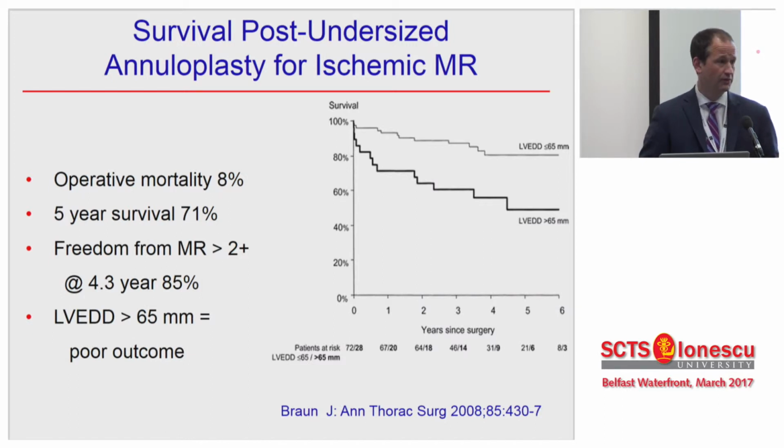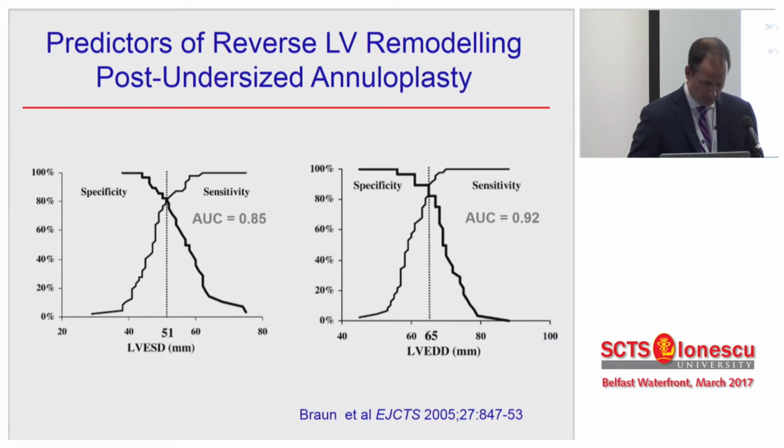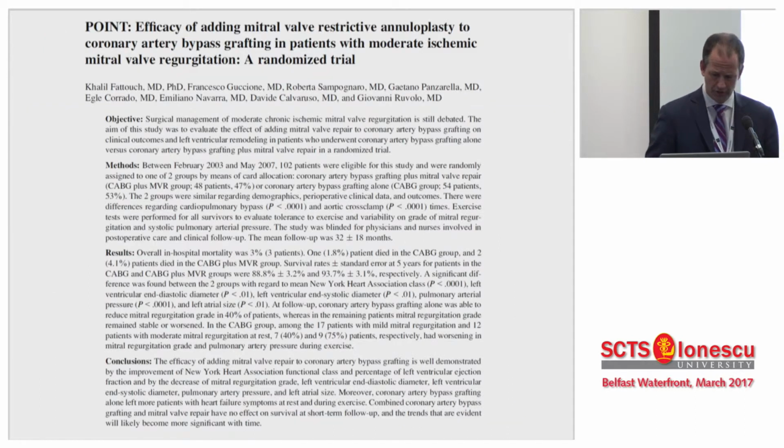What they did find, however, is that if the LV was markedly dilated, that is more than 6.5 centimeters, this was a marker of poor outcome, and these patients tended to either die or develop recurrent MR. Their left ventricular end systolic diameter cutoff was 5.1 centimeters, but the diastolic diameter of 6.5 centimeters is the one that's most commonly referred to in the literature.